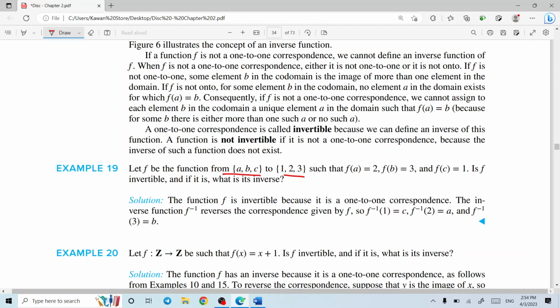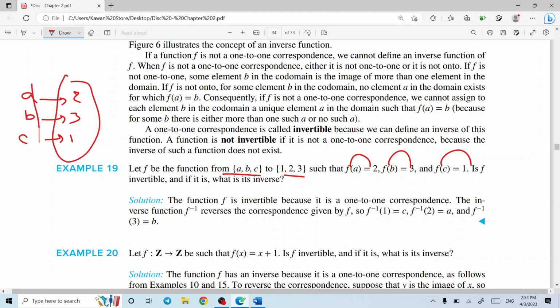So you can see from here, I'm not going to solve that one. It's easy. f of a is 2, f of b is 3, f of c is 1. So you see each one is related: a to 2, b to 3, c to 1. Each one is related, so it is onto, and at the same time it is one-to-one. So yes, this function is invertible. We can find the inverse.